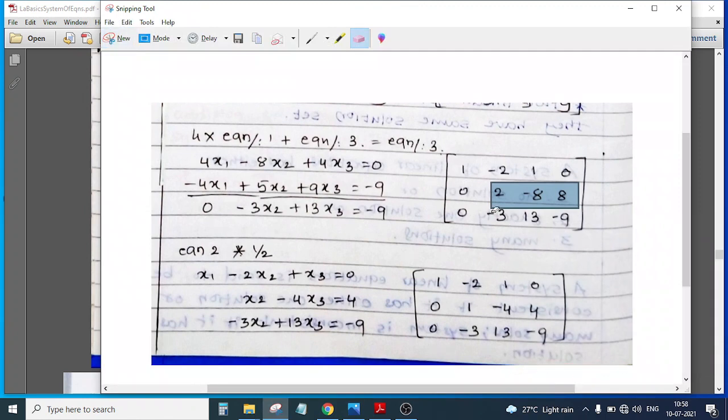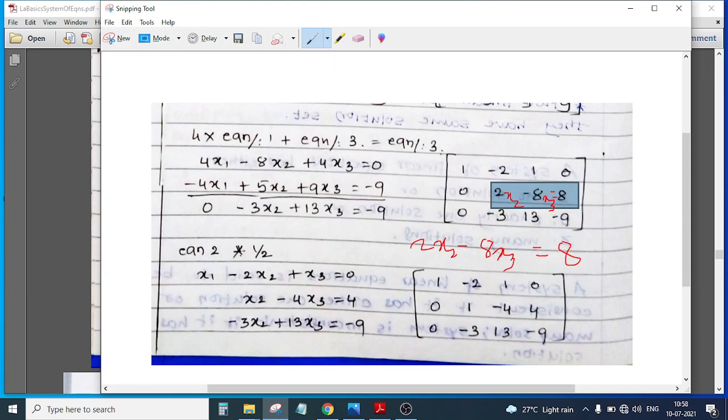Okay, so what we are getting, friends? We are getting 2x2 minus 8x3 is equal to 8. So in clear terms, it is something like this: 2x2 minus 8x3 is equal to 8.